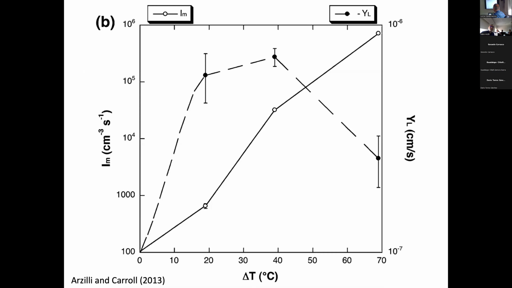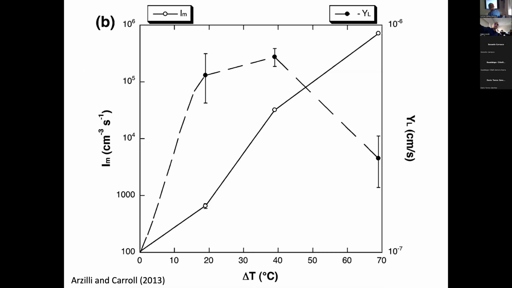So in terms of results, it is this. Here I summarize the results. We have undercooling, and here you have the nucleation rate. Here the growth rate. For the growth rate, you have to look at the dashed line, okay? And for the nucleation rate, you have to follow the solid line, okay?